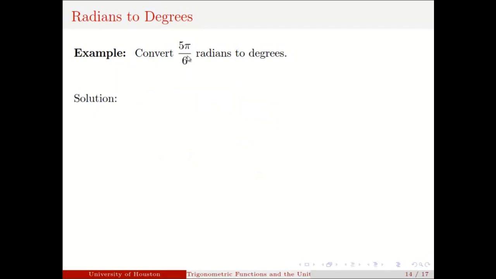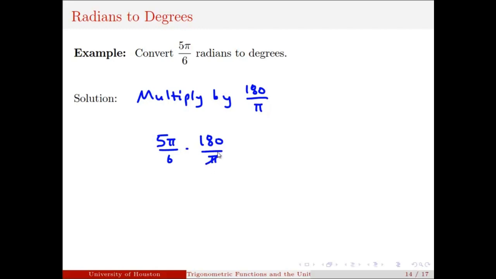Next, let's convert 5 pi over 6 radians to degrees. To convert to degrees, we'll multiply by 180 over pi. In this case, we get 5 pi over 6 times 180 over pi. The pi's will cancel, and 6 goes into 180 30 times. This gives us a result of 150 degrees.